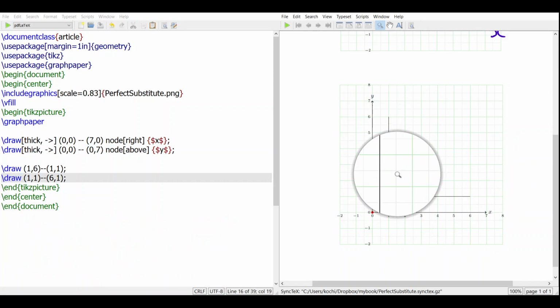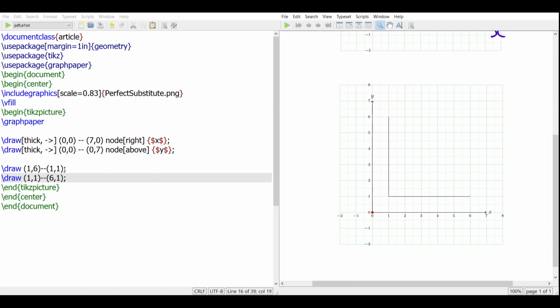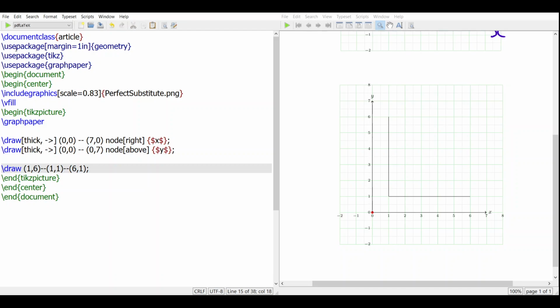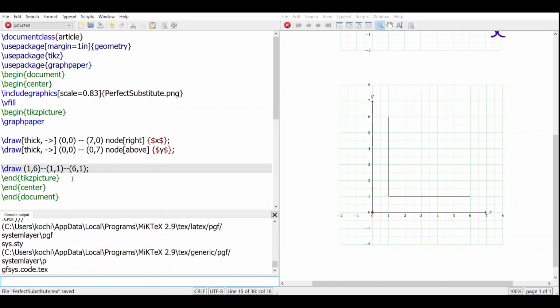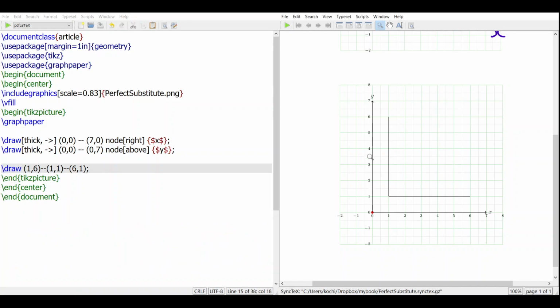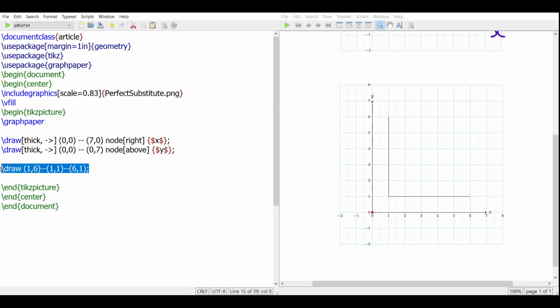Okay, and actually we can simplify the code because they have the same end point and starting point, so you can just continue. Okay, TikZ is very smart, so you can do different line segments together if they're connected. Okay, so we draw the first one. We can also do the second one.